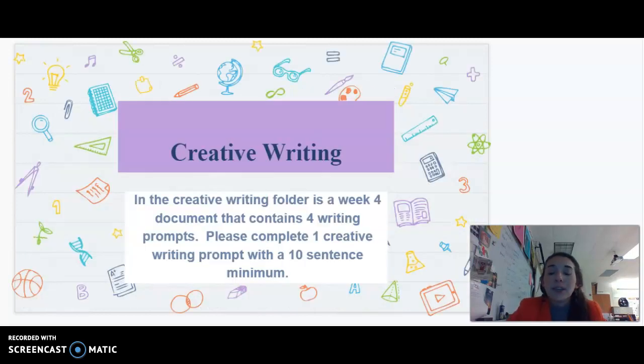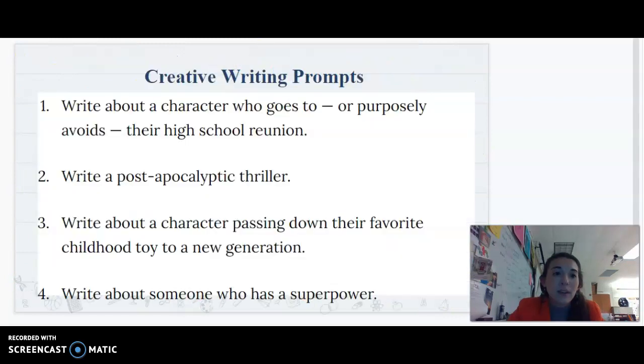Alrighty, we have creative writing this week. There are 4 different writing prompts. Please complete one with a minimum of 10 sentences. Our writing prompt options for this week are to write about a character who goes to or purposely avoids their high school reunion. Write a post-apocalyptic thriller, so that one's a little bit more broad.